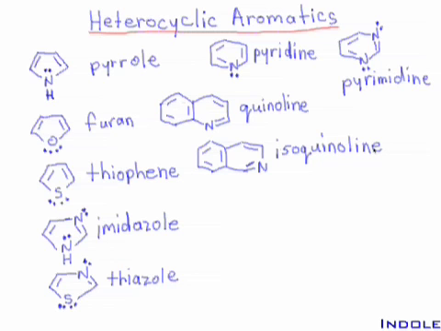Two more molecules that have fused aromatic rings are when we take a six-membered ring and we fuse it with a five-membered ring. If we fuse it with a five-membered ring, we produce the molecule indole.